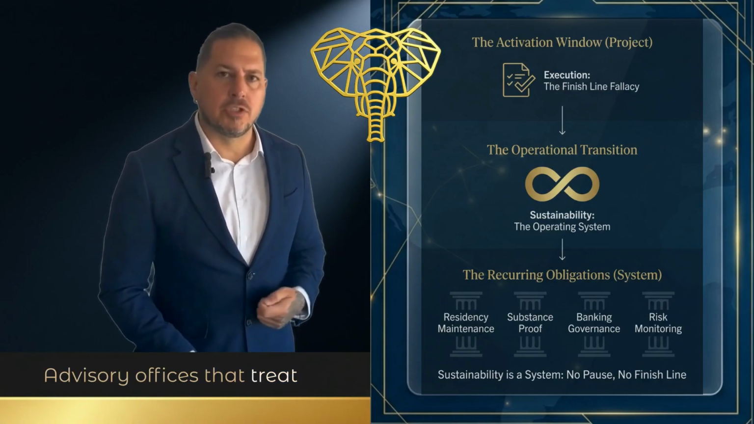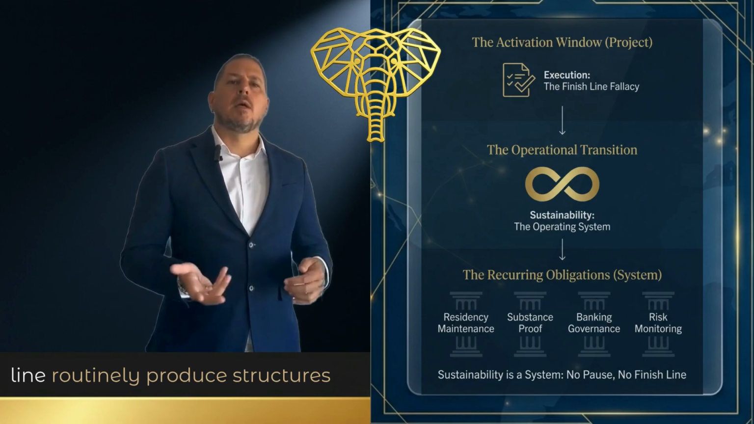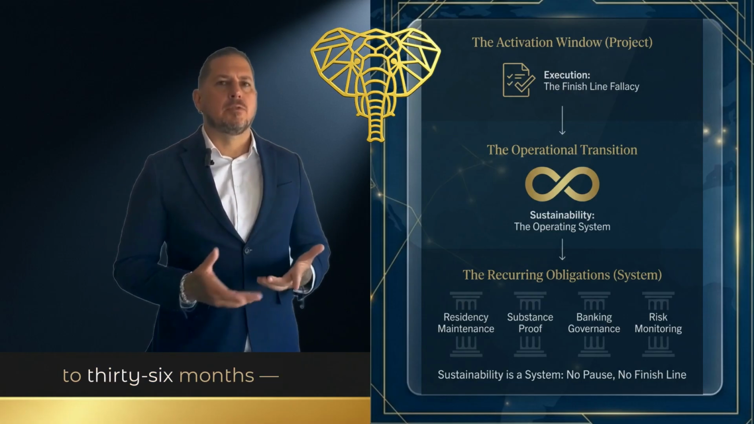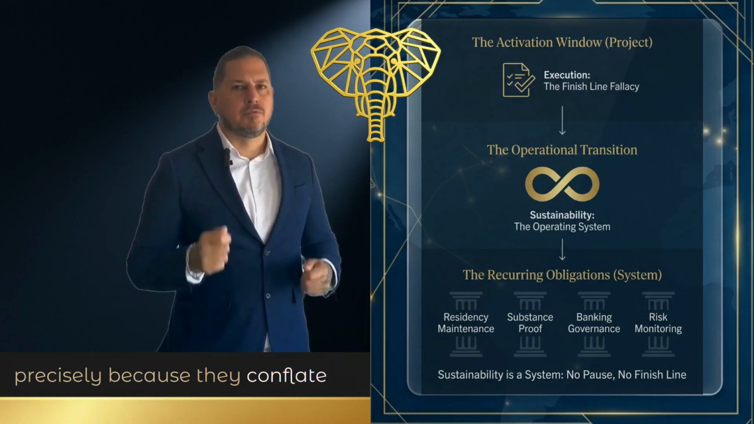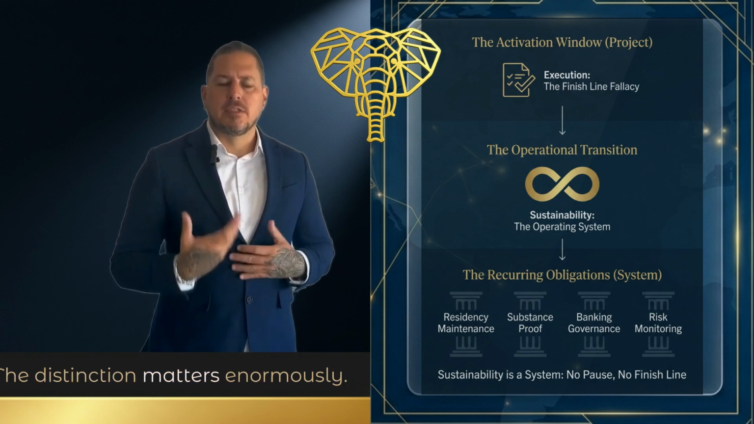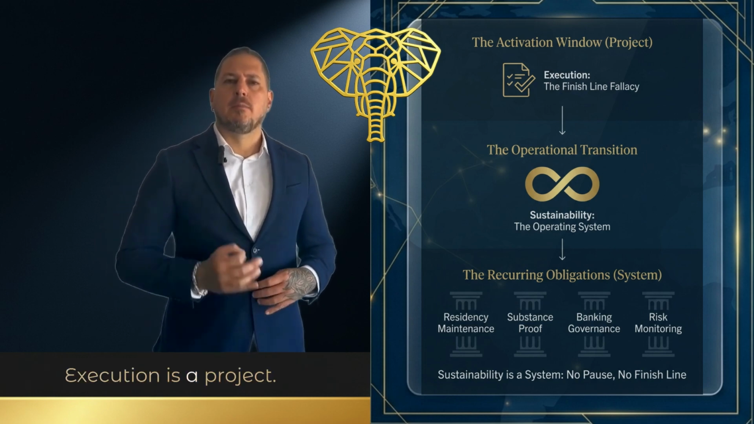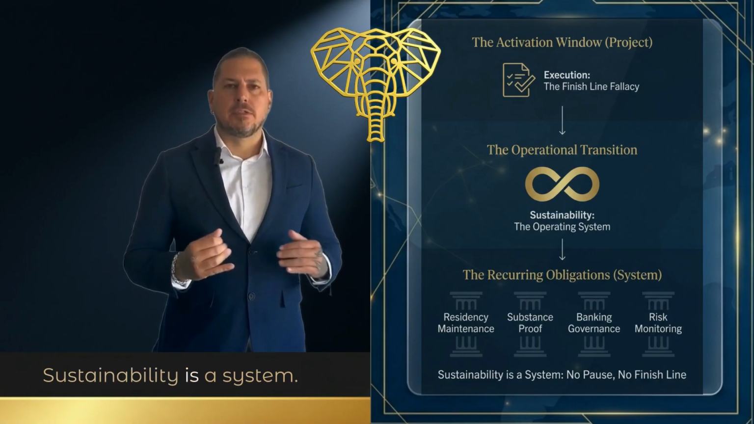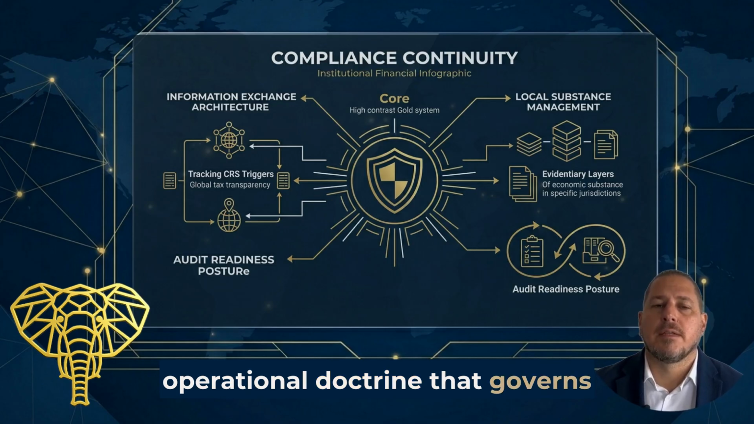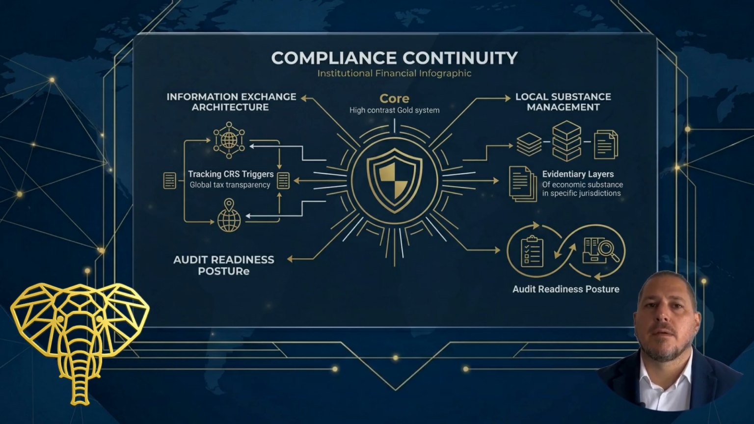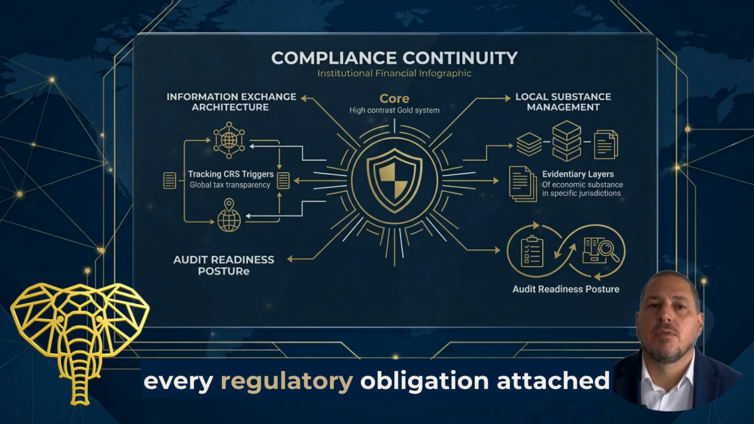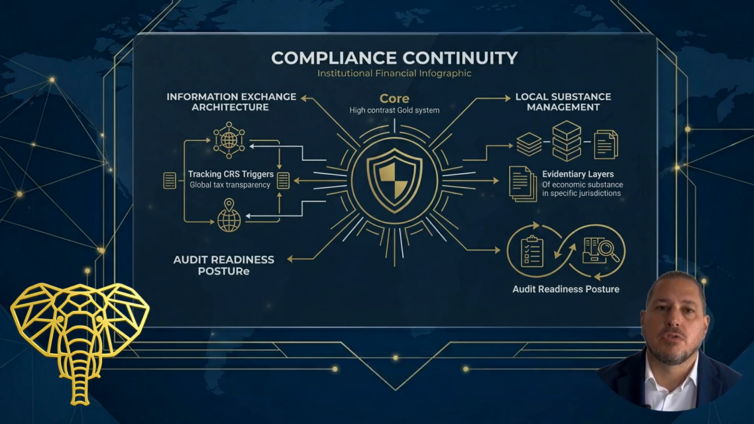Advisory offices that treat activation as a finish line routinely produce structures that collapse within 18 to 36 months, precisely because they conflate execution with sustainability. The distinction matters enormously. Execution is a project. Sustainability is a system. Compliance continuity is the operational doctrine that governs day 2 and every day thereafter. It is the systematic, scheduled, evidentiary management of every regulatory obligation attached to the sovereign shelter structure.